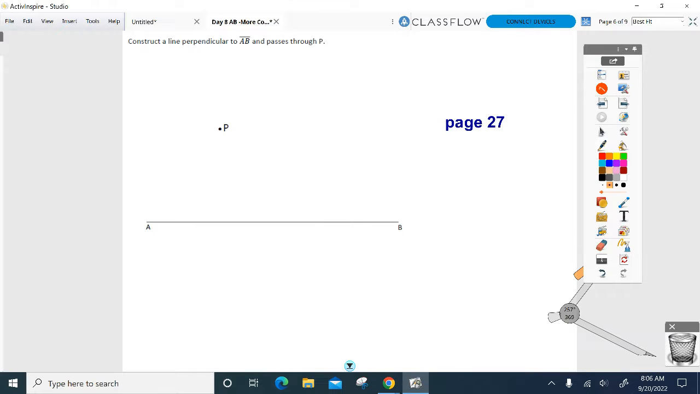And here it is. Take your compass and put the point on P. Now here's where you're going to have to play around with your compass. I need an arc that intersects AB in two spots. Think of it as like a smile. 1, 2. It's got to intersect in two spots. So play around with your compass opening and make an arc that intersects AB in two places.